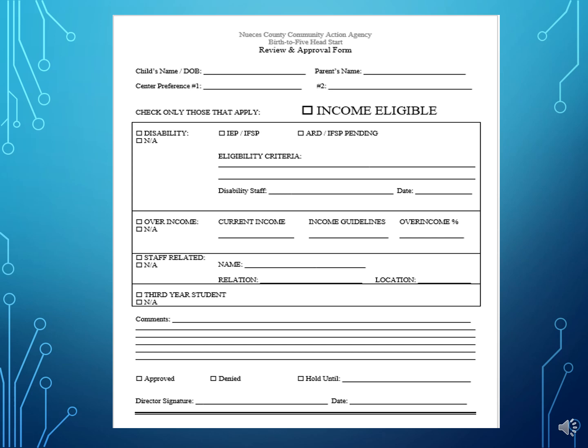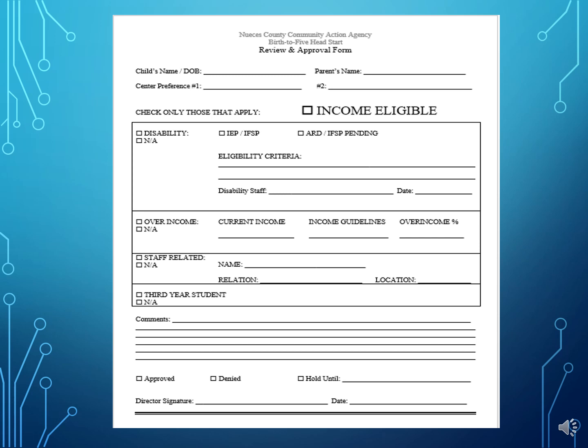So this is what the review and approval form looks like. As I said before, this form is used for a child that may have a qualifying disability that we need to get approved, over income, staff-related, or third-year student. If you see that disability is checked off and income eligible is checked off as well, then the only approval and signature that you will need to see on this form will be the one from our disability and mental health staff, which is normally our disability mental health coordinator.